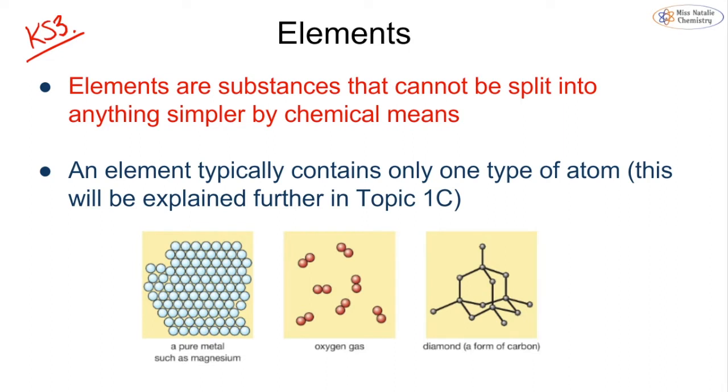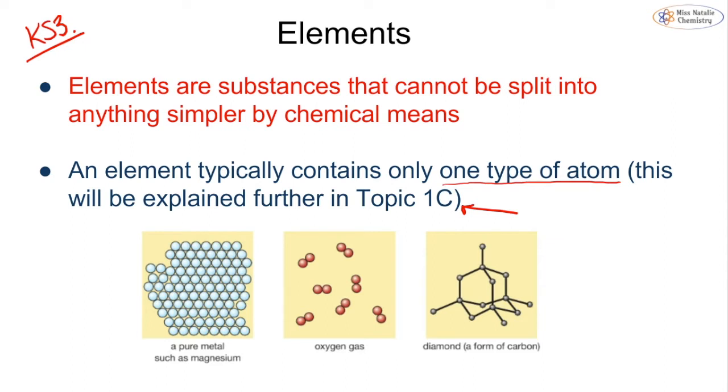We can define elements as substances that cannot be split into anything simpler by chemical means. And this is probably a little bit different to what you learned in Key Stage 3. In Key Stage 3, you most likely learned that elements contain only one type of atom. Now, unfortunately, we cannot use this definition anymore at Key Stage 4 because elements can contain slightly different atoms, and this is something that will be covered in topic 1C.